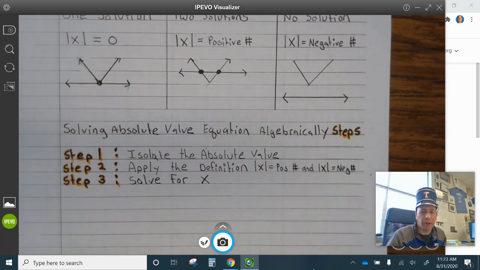All right. Solving absolute value equations algebraically steps. Step 1, isolate the absolute value. Step 2, apply the definition: the absolute value of x equals a positive number, and the absolute value of x equals a negative number. Step 3, solve for x.